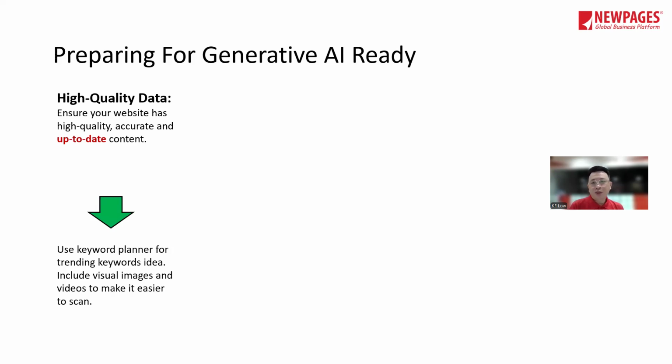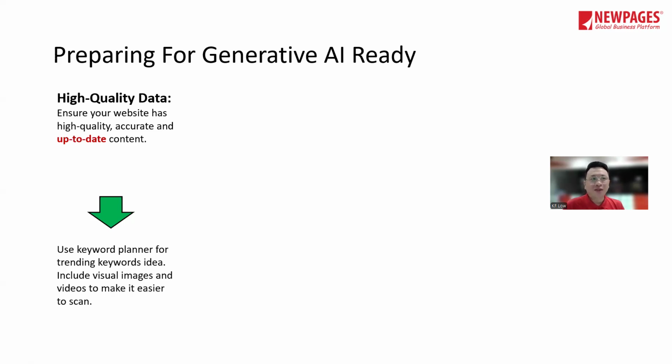So what do I mean by up to date? Well, you may be telling me, hey KF, but my products or services are rather fixed, there's no way I can update. Well, there are things that you can update, which are your projects and your photo albums. These are the things you can update in your content.